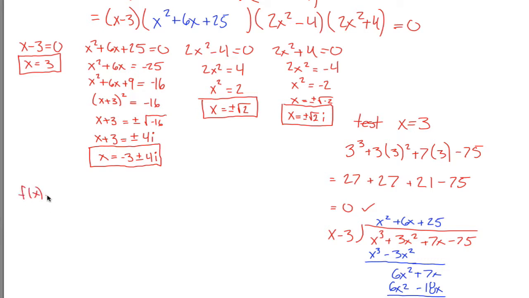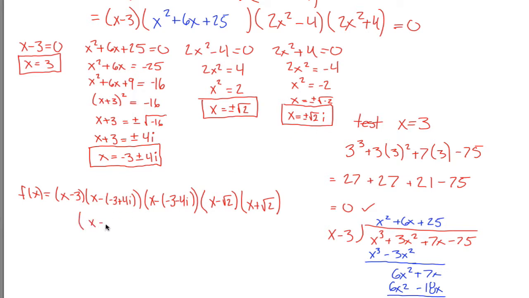linear terms. I can say f of x equals x minus this root times x minus one of these roots, negative 3 plus 4i, times x minus the other of those roots, negative 3 minus 4i, times one of these roots, x minus the square root of 2, times the other of these roots, x minus negative square root of 2, in other words, x plus root 2, times x minus these two roots, x minus the square root of 2i, and finally x minus negative square root of 2i, which is x plus square root of 2i. 7 terms, 1, 2, 3, 4, 5, 6, 7, all linear that I factor this polynomial into.